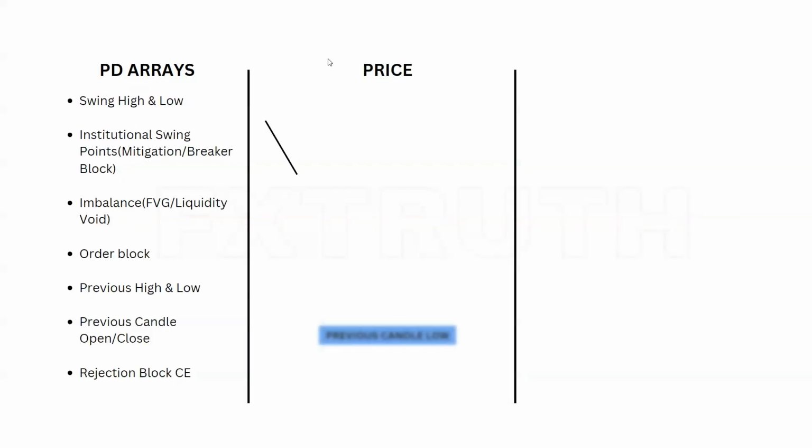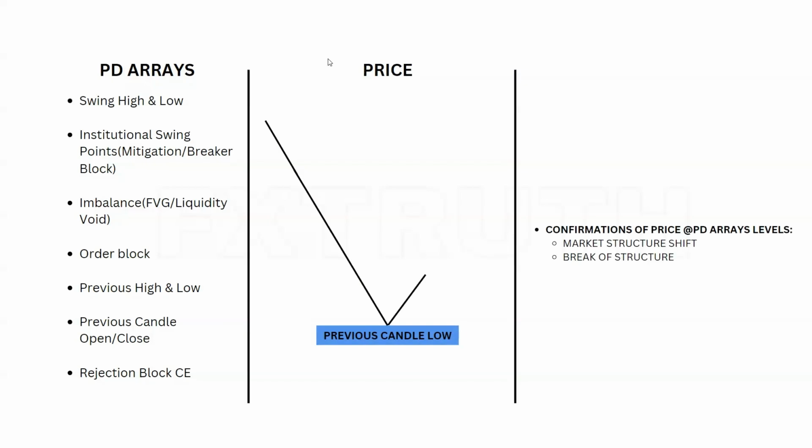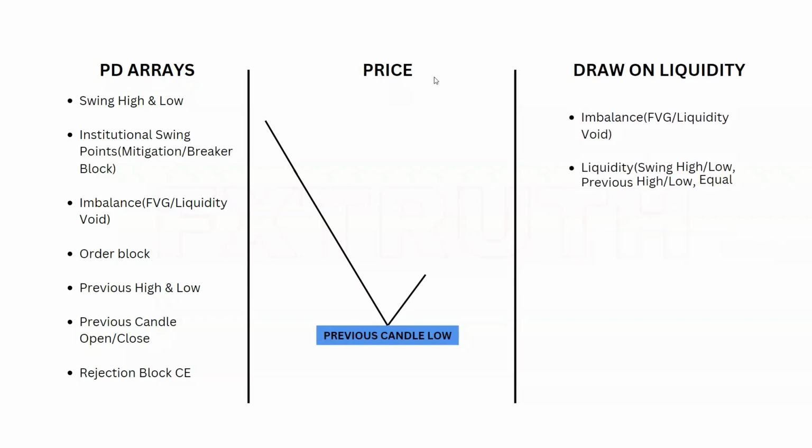Next, we want to see a reach of price to any of these PDRAs and trade away from it, giving us a price confirmation like a market structure shift or a breaker structure. And finally, we want to see a draw on liquidity, which will be our area of target or exit, and furthermore confirms our bias. This could be an imbalance or liquidity. It's that simple. Now let's go over each of these PDRAs to drive home these ideas.